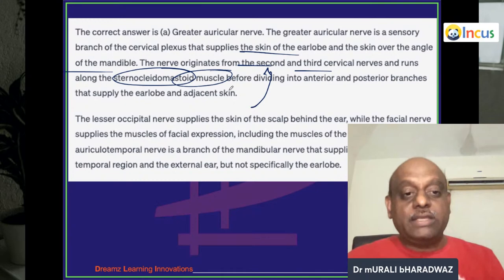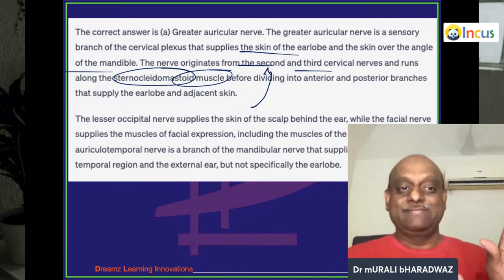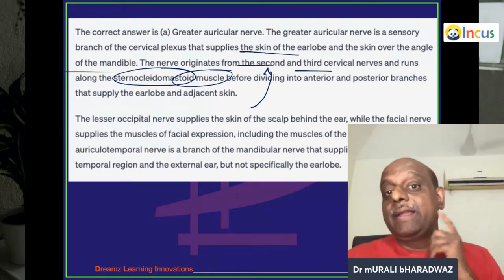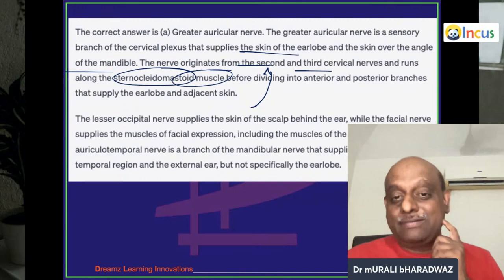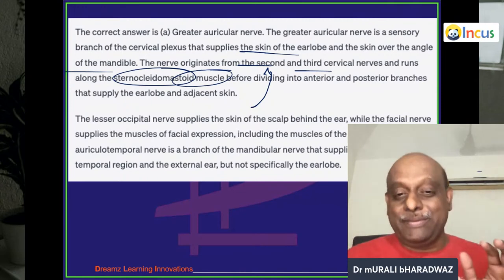See, the whole face, doctor, is all supplied by trigeminal. But what is the exception? Only the skin overlying the angle of the mandible is supplied by the greater auricular nerve, is what you need to remember.